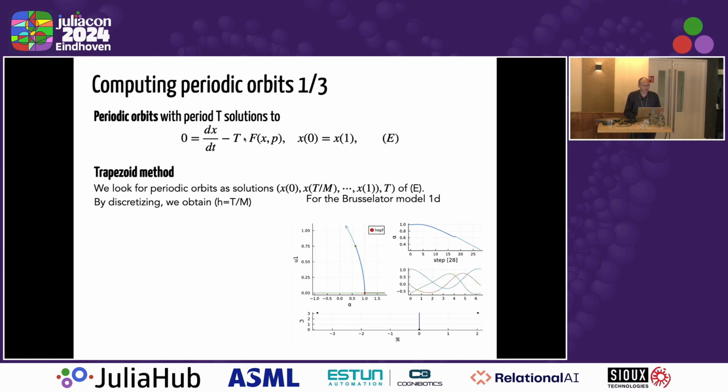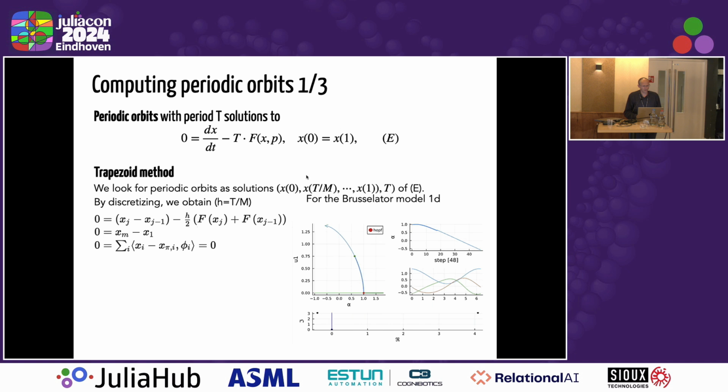Okay, so there are 2 unknowns actually. We need to know the orbit, the shape of the circle somehow, and we need to know the period. So these are the 2 unknowns that we are looking for. What we do is basically we discretize the circle, so x0, x at T over M, x at 2T over M, up to x1, and the period. So that's our unknowns. There are many if M, the number of slices, is large. And then we discretize the ODE.